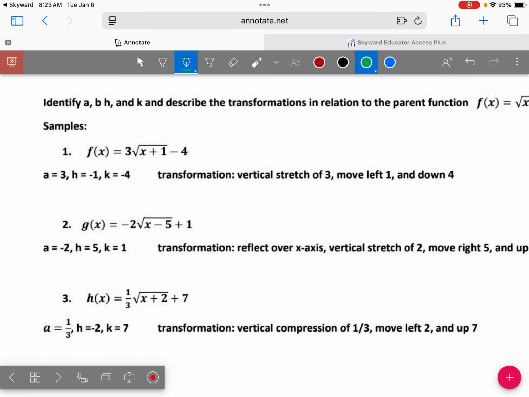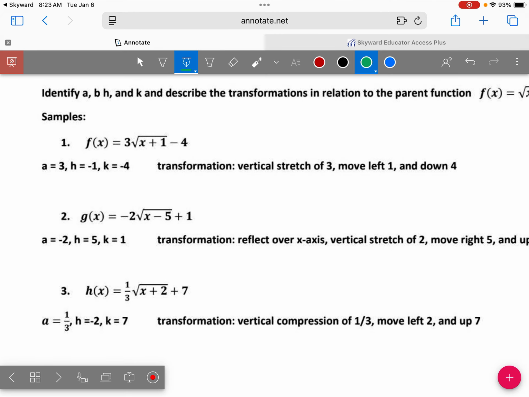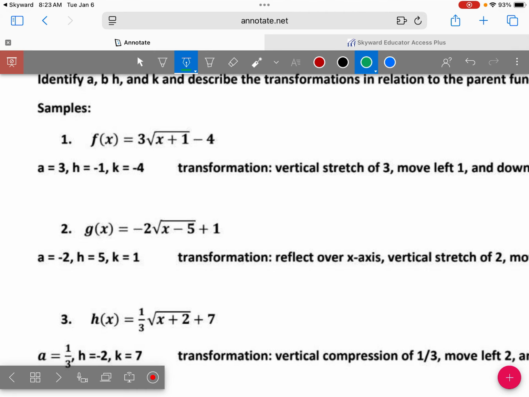So I'm going to go ahead at the top of page 3. Let's go ahead and look at it. We already have our answers. Remember, the A value is in front. That's why A is 3. Now, it kind of did the most. It said vertical stretch of 3. You don't need to say that. All I'm looking for is the word stretch.